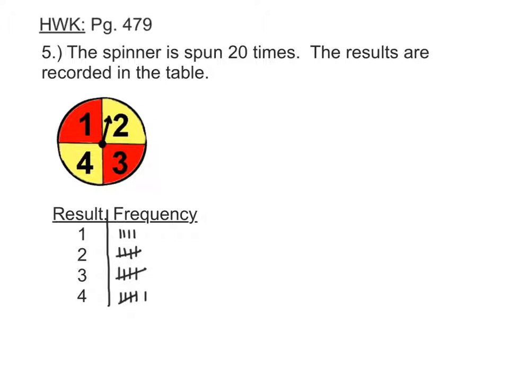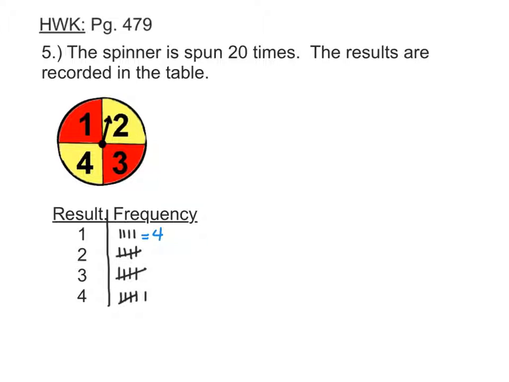So the homework's going to be on page 479, and in problem 5 it says the spinner is spun 20 times and the results are recorded in the table. First of all, taking a look at this table, it shows that a 1 showed up with these marks. And now what do these marks mean? That means that every time it showed up, whoever was recording just put a little tally mark for each time that the 1 showed up. Since there are 4 marks here, that means that a 1 showed up 4 times.